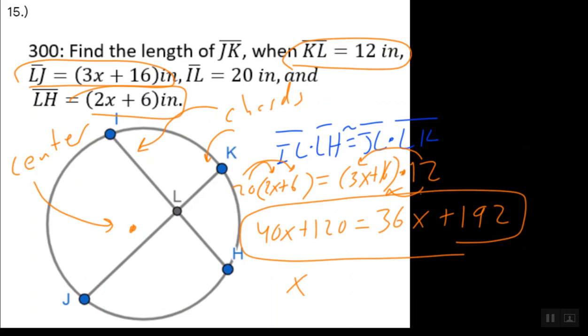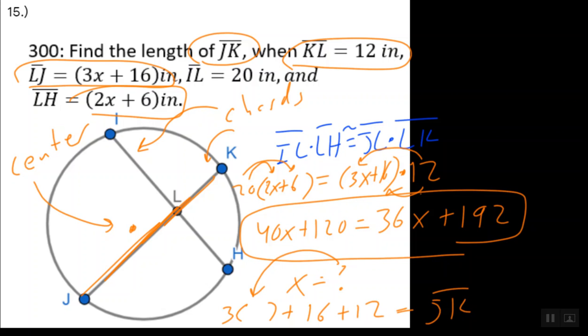And just remember, whatever x is, you're then going to have to plug it back in to find the length of JK. Well, JK is that whole thing. So how are we going to write up JK? Well, that's going to be 3x plus 16 plus the length of LK, which is 12. So whatever you solve for x, put in right there and find that whole length of JK. Alright, let's move on to our last example.